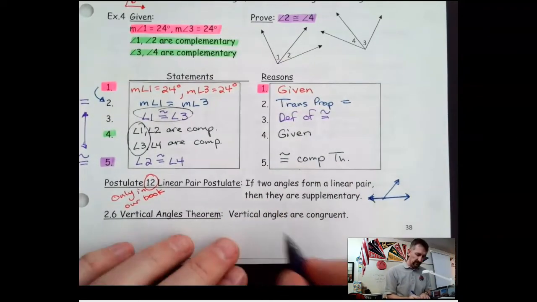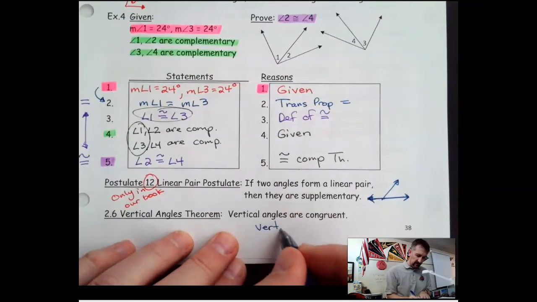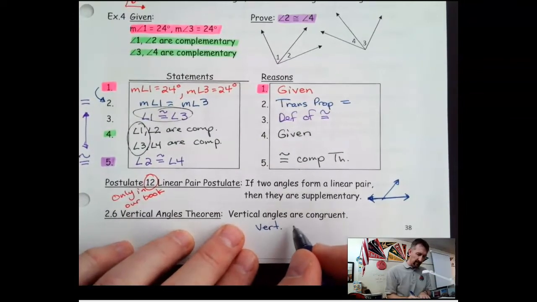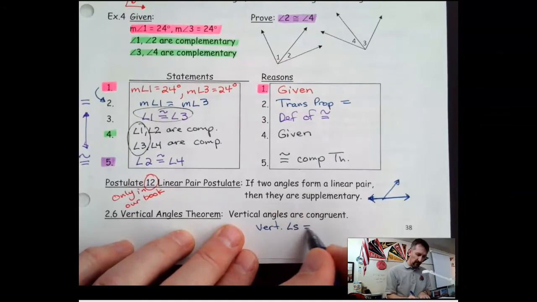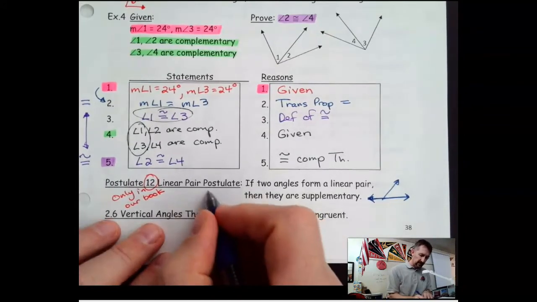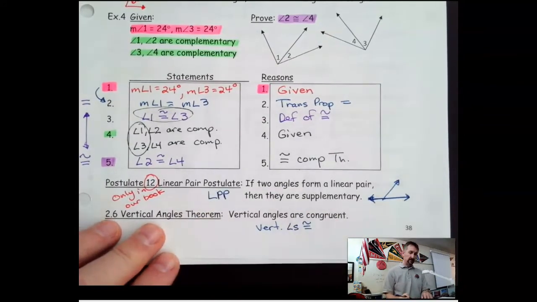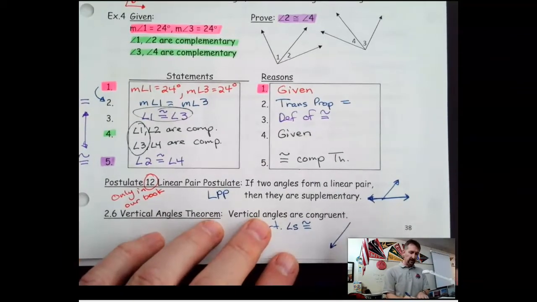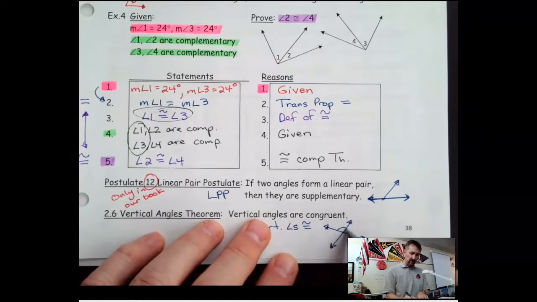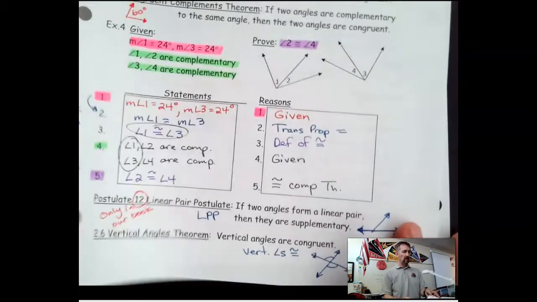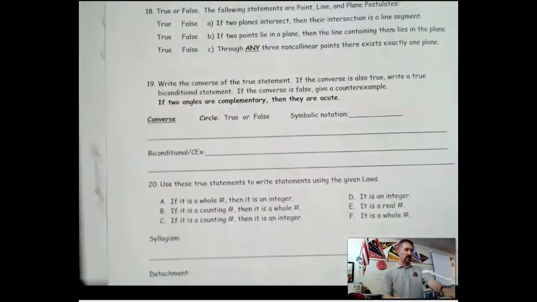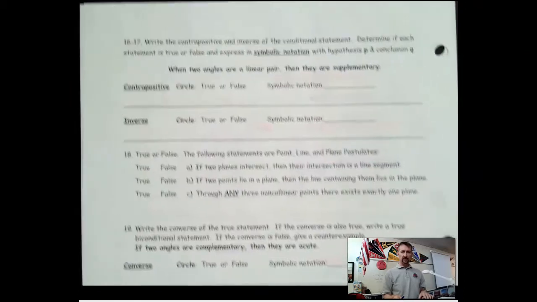And vertical angles, so this is vertical angles are congruent. This one is the linear pair postulate. So hopefully that's pretty obvious too. If we have an x, these two angles are congruent and those two angles are congruent. Okay? So that is it for the new notes. Now we are just reviewing.